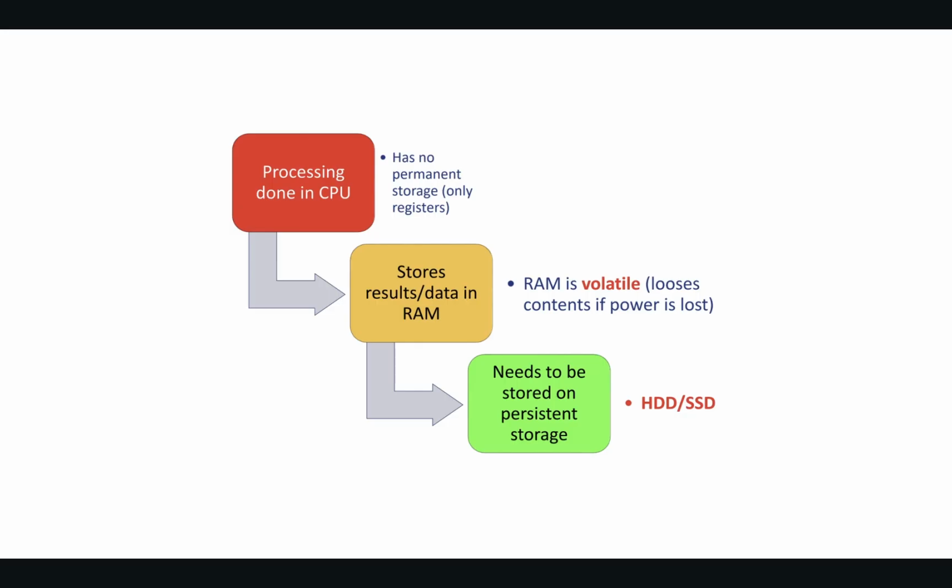So why do we need secondary storage at all? If we just stored everything in the CPU, the CPU has no permanent storage, it only has registers, and they can store a small amount of information. If we store results or data in the RAM, RAM is volatile, so if you turn off the computer, all the contents will be lost. So at the end of the day, we still need secondary persistent storage.